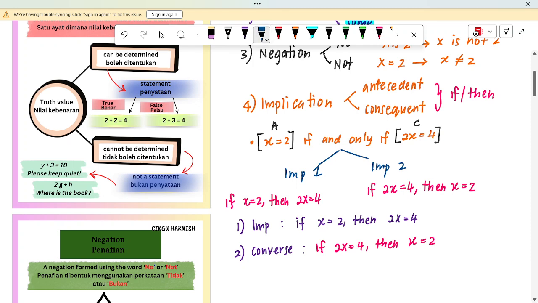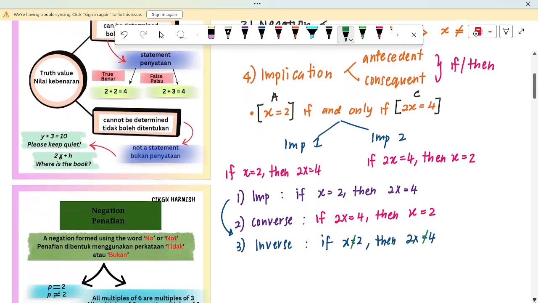Okay, third one, we will have inverse. For inverse, we are going to take back our original implication. Copy back the same thing: if x equals 2, then 2x equals 4. Once you copy back, you need to put not equal to. So you're not flipping them, you're just taking the original implication and adding not equal to.